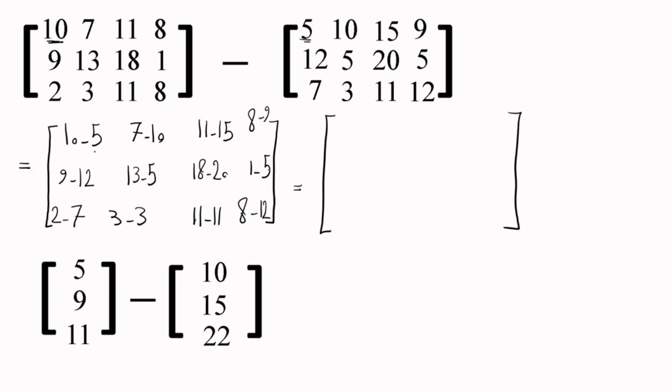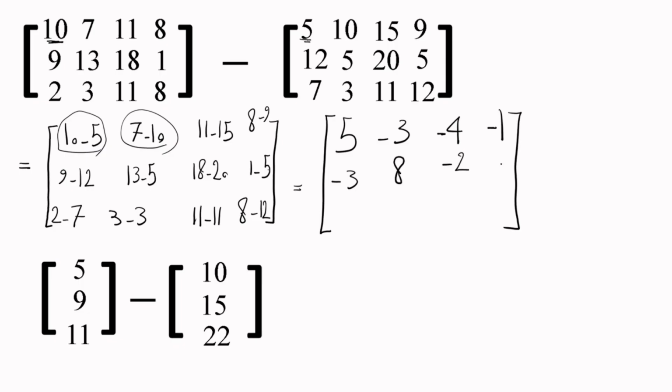If I simplify this one, 10 minus 5, I'm going to have 5. If I simplify this one, I'm going to have negative 3. And I'm going to keep going. I'm going to have minus 4 and minus 1. Here I'm going to have minus 3. Here I'm going to have 8. Here I'm going to have minus 2 and minus 4. Here I have minus 5, 0, 0, and minus 4. And this is the answer of this example.